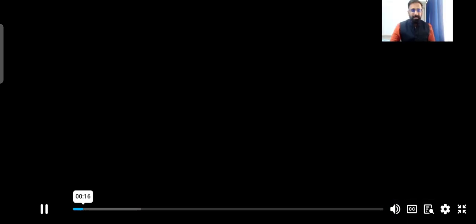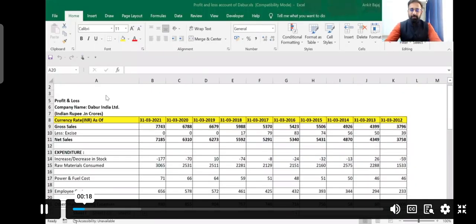Hello learners. Till now we have seen how to do vertical and horizontal analysis of balance sheet, right? Now I will be discussing vertical and horizontal analysis of profit and loss account of Dabur Limited. So here you can see I have opened up the profit and loss account of Dabur Limited.